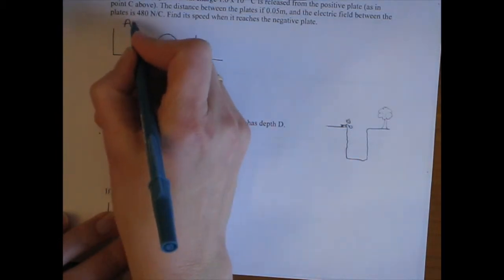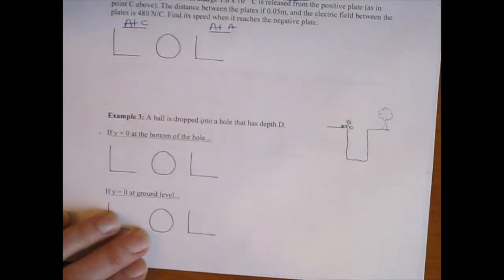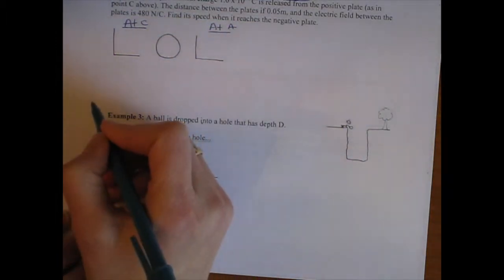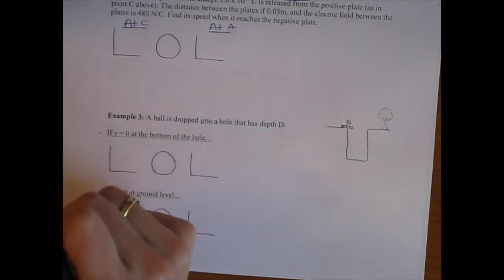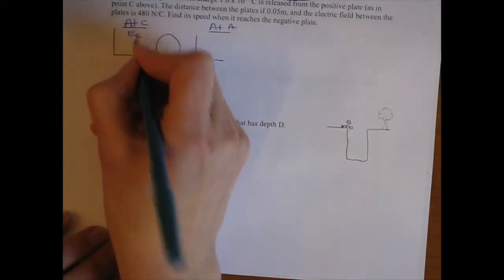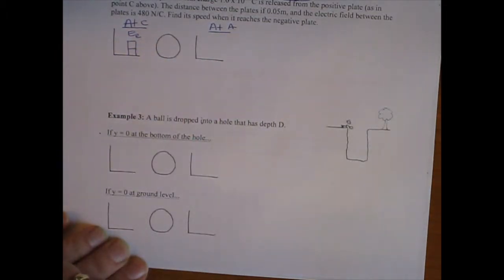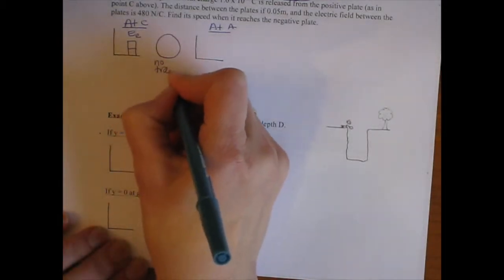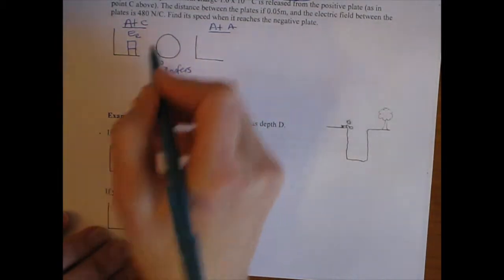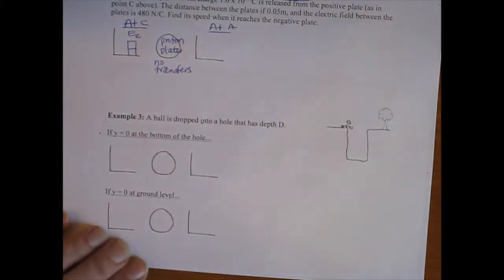So our two positions are, it's going from C to A. At C, it's not moving, so no kinetic energy. We're not dealing with any gravitational forces with these kinds of situations. But we do have electric potential energy at C, so I'm going to put a little bar for that. Now as it moves from C to A, there are no external forces, so there are no transfers. And I should put my system in here. We have the proton and the charged plates as the system.